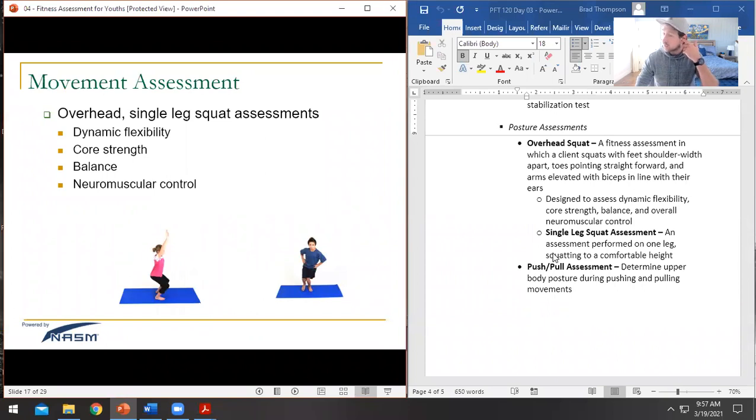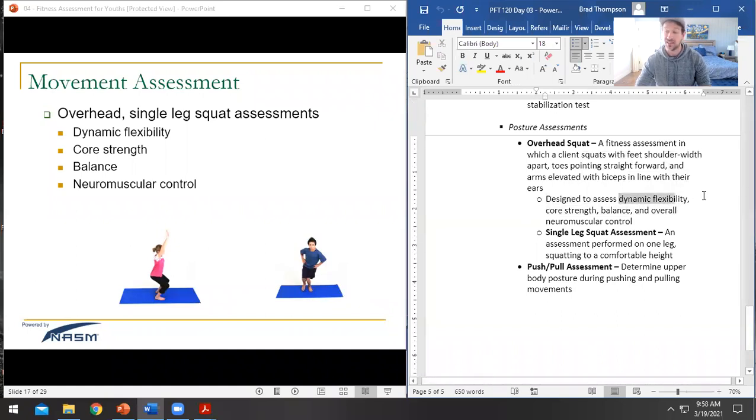So the first assessment we're going to do, and this is the king of assessments here, is the overhead squat assessment, right? This is a fitness assessment in which our clients squat with feet shoulder width apart, toes pointing straight forward, and arms elevated with their biceps in line with their ears from the side. This will assess their dynamic flexibility, which means their flexibility as they move through a full range of motion, their core strength, if they have a weak core, their spine might move in the wrong way. It'll assess a little bit of their balance and their overall neuromuscular control. Are they controlling the right muscles at the right time?